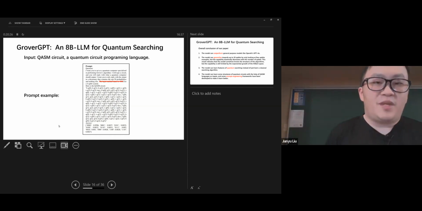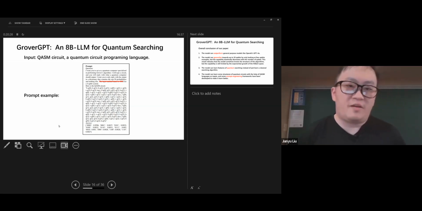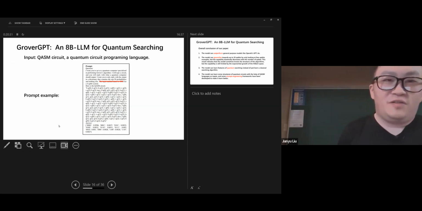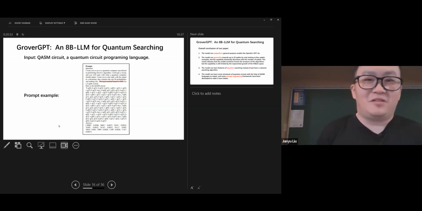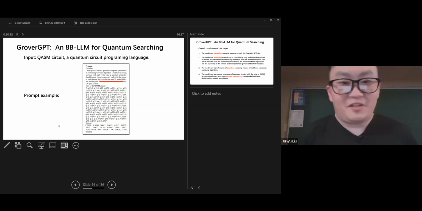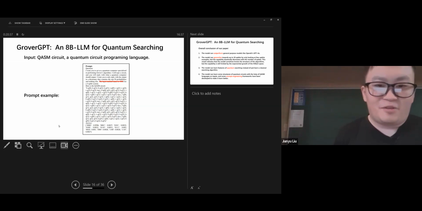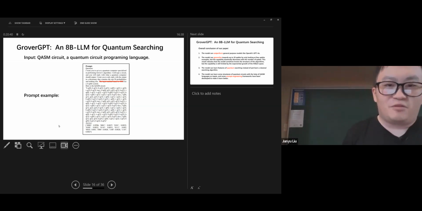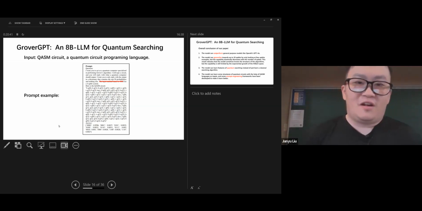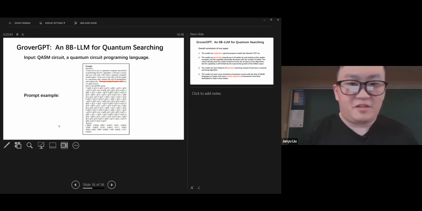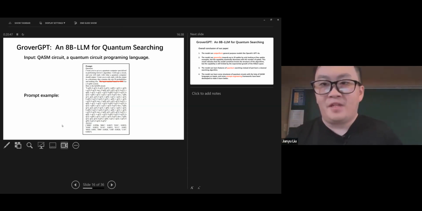So in that sense, we are not sure if the circuit actually performs the matrix algebra, but instead, if you give the model a large number of instances, it could actually know where the hidden search target is inside the circuit.